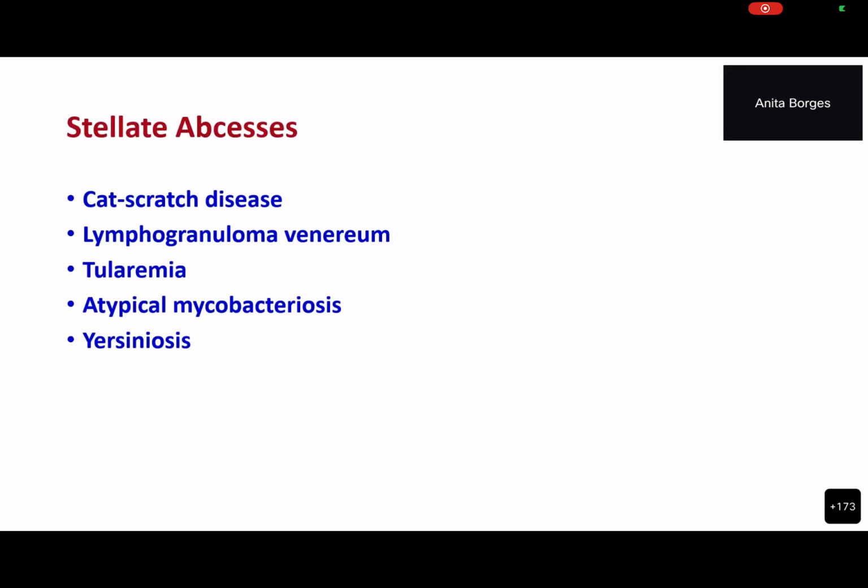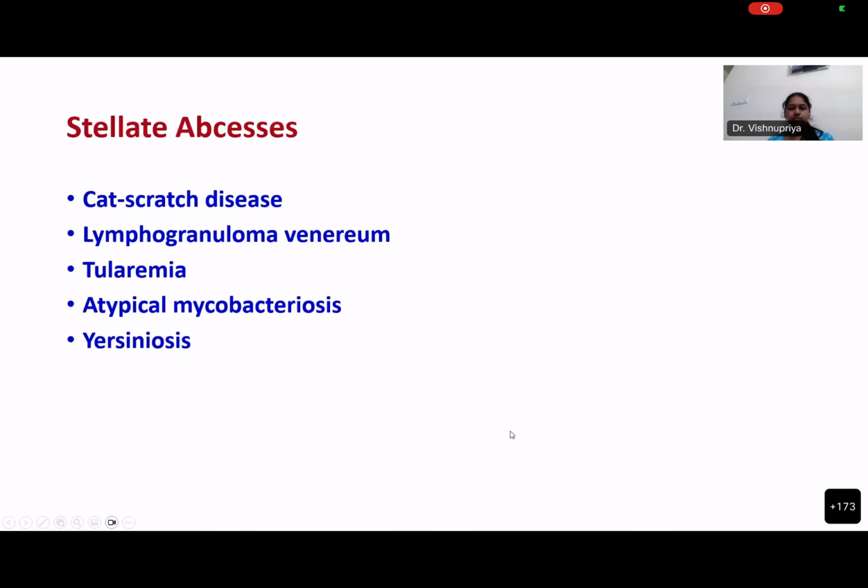Good. Okay, so lymphogranuloma venereum is another possibility. Fortunately, not seen much now. Tularemia, sometimes. I've never seen a case of tularemia. Atypical mycobacteriosis, sometimes you can find the same kind of granulomas. That is a possibility you have to always think of. Yersiniosis sometimes in the intestine and other tissues can show this kind of granulomas.